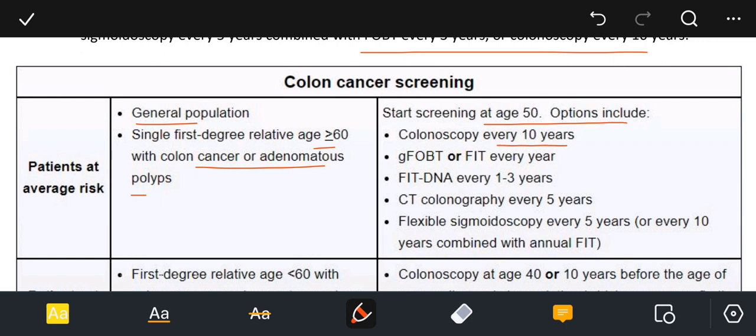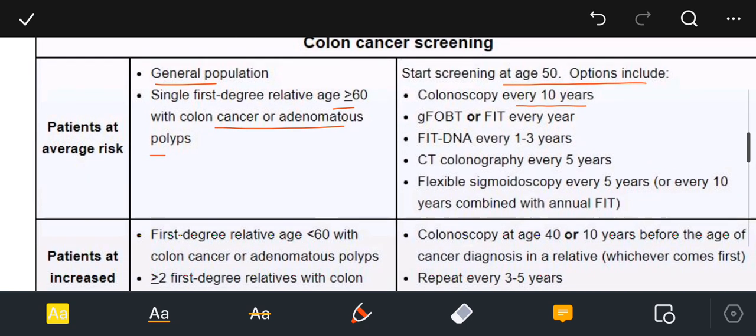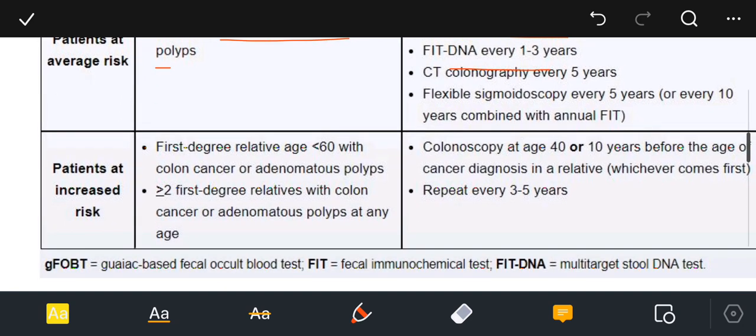Options include colonoscopy every 10 years. What is GFOBT? FOBT is fecal occult blood testing, but what is G? I don't know. So FOBT or FIT every year, FIT DNA every 1 to 3 years, CT colonography every 5 years, and flexible sigmoidoscopy every 5 years or every 10 years combined with annual FIT.